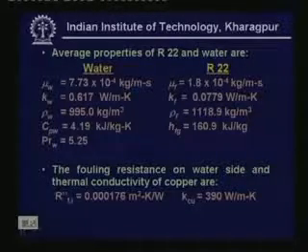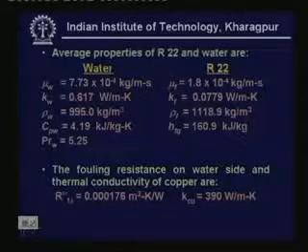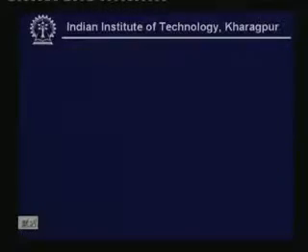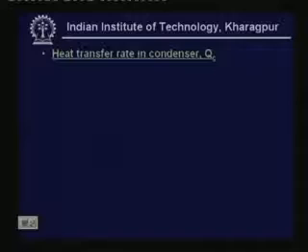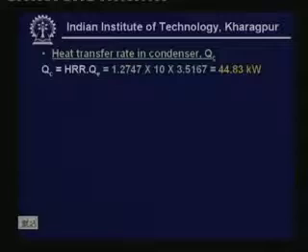So, now we have to find out the required length of each tube. First, the step is to find out what is the required heat transfer rate in condenser. You know that required heat transfer rate in condenser is nothing but QC is equal to the product of heat rejection ratio HRR into refrigeration capacity, and the heat rejection ratio is given as 1.2747, and the refrigeration capacity is given as 10 tons. So, we convert that into kilowatts. So, this is 10 into 3.5167 kilowatt. So, from this equation you find that the condenser heat transfer rate is 44.83 kilowatt.